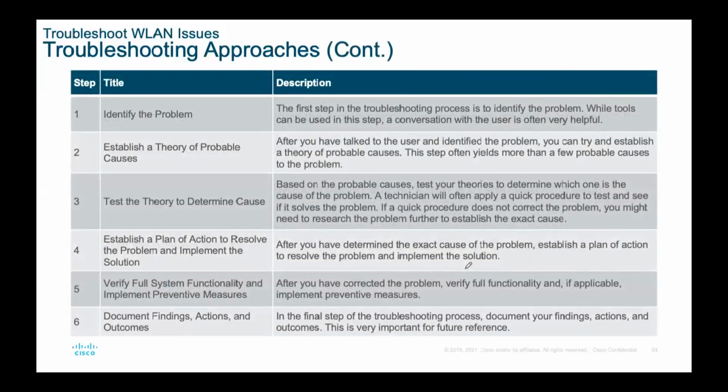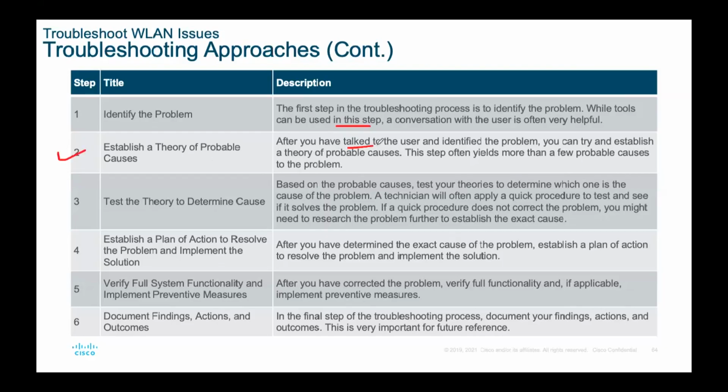First step, identify the problem. The first step in the troubleshooting process is to identify the problem. While tools can be used in this step, a conversation with the user is very helpful. And the next step, theory of probable causes.